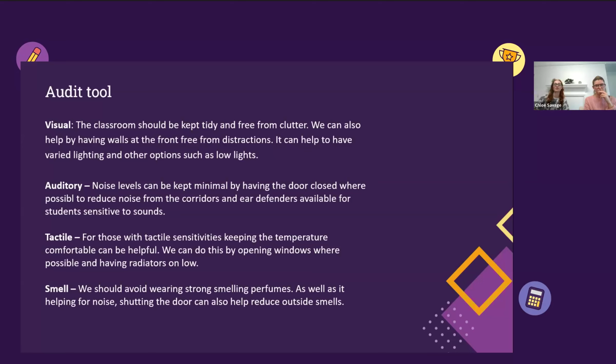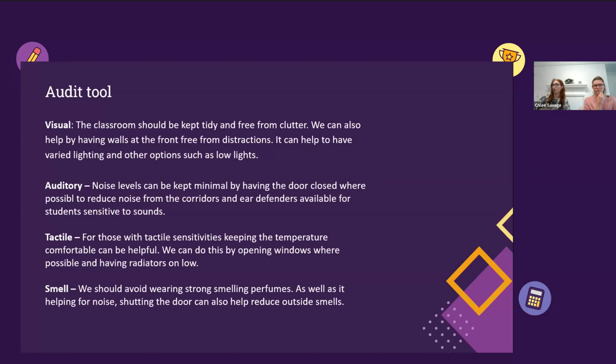And also having varied lighting where we can. Sometimes the big lights in rooms can flicker, and we might not even notice that they're flickering, but other people might. So it's good to try and check those and have natural light and low level lighting that people can choose from.